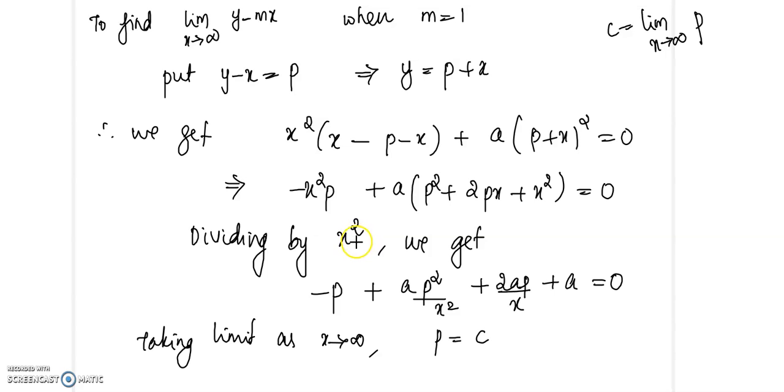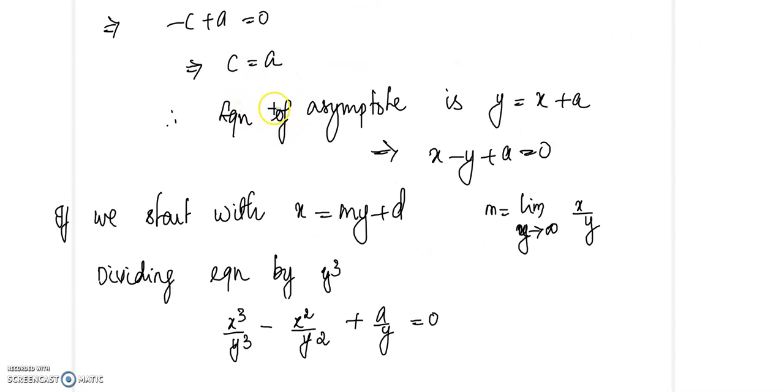Now divide throughout by x square. So we will get minus p plus a p square by x square plus 2ap by x plus a equal to 0. Now take the limit as x tends to infinity. As x tends to infinity, limit of p will be equal to c. So we get minus c, and the other limits are 0. So minus c plus a will be equal to 0. Therefore we will get the value of c equal to a.